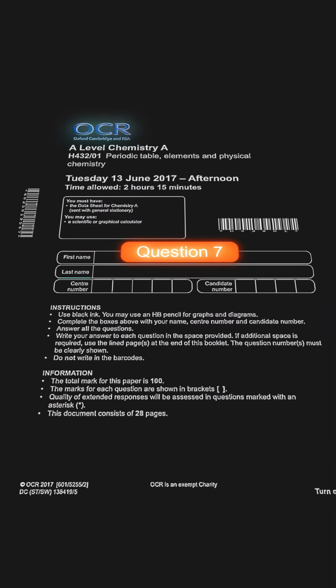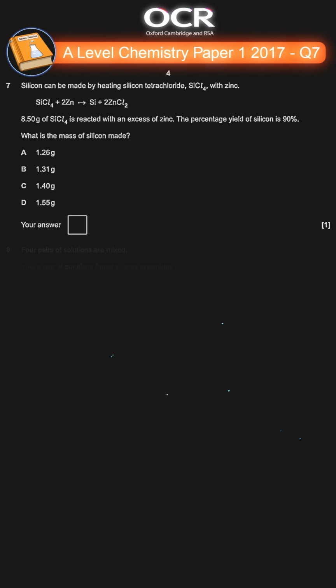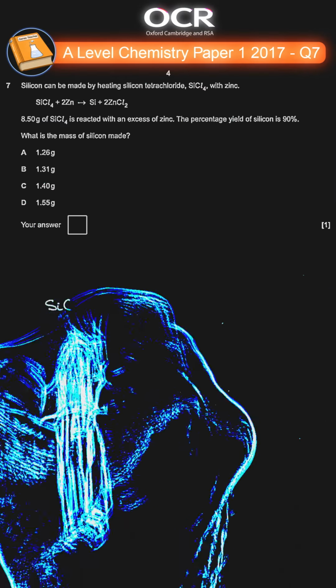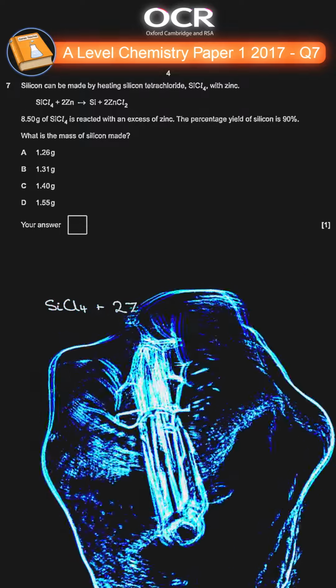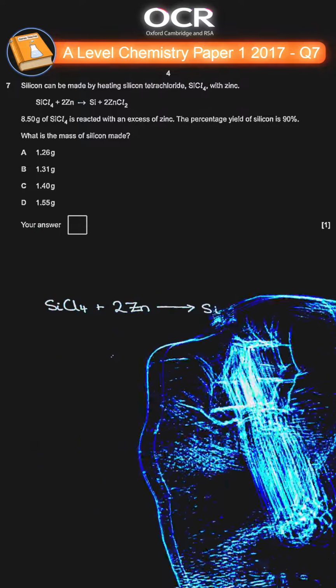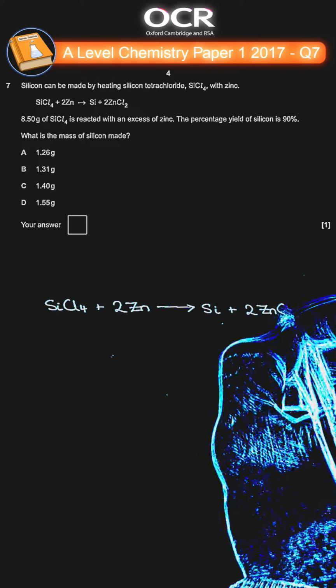A-Level OCR Chemistry Paper 1 2017, Question 7. Silicon can be made by heating silicon tetrachloride with zinc. 8.5 grams of silicon tetrachloride is reacted with an excess of zinc. The percentage yield of silicon is 90%. What is the mass of silicon made?